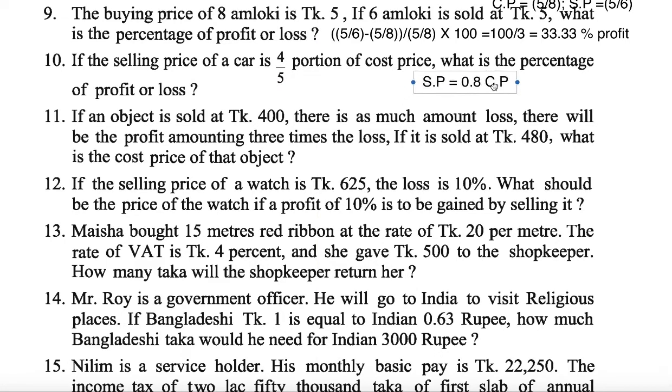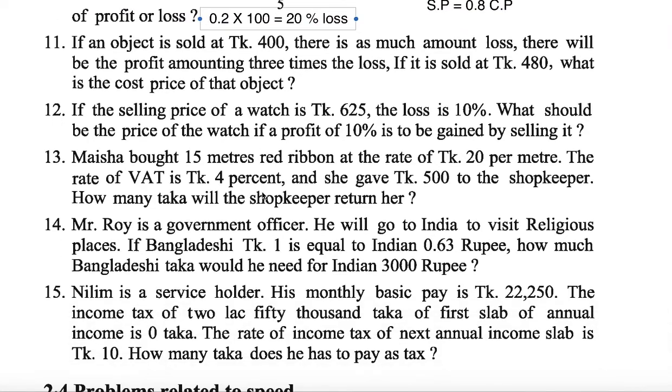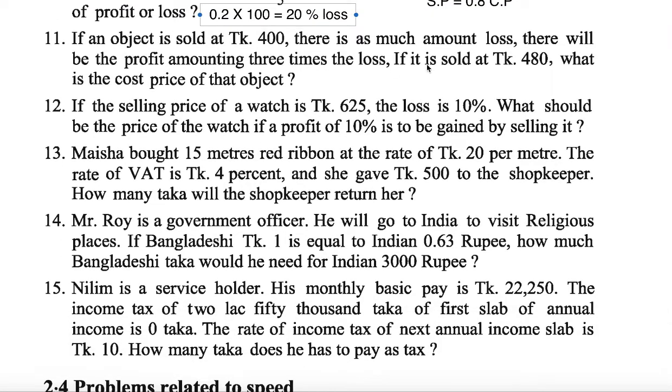In this case it is definitely a loss because the selling price is lower than the cost price. So loss is nothing but cost price minus selling price, divided by CP. Both will cancel out into 100. 20% loss. Keep it here.